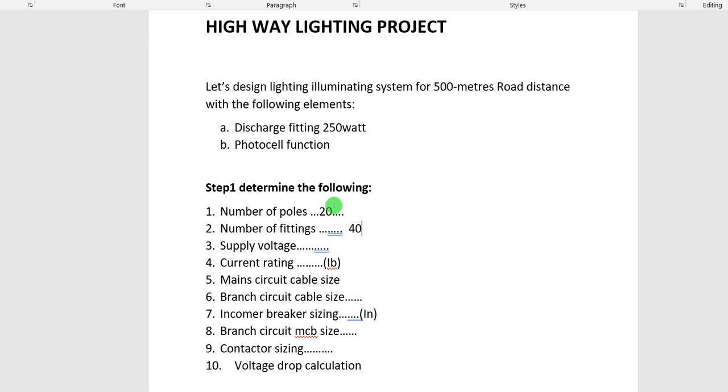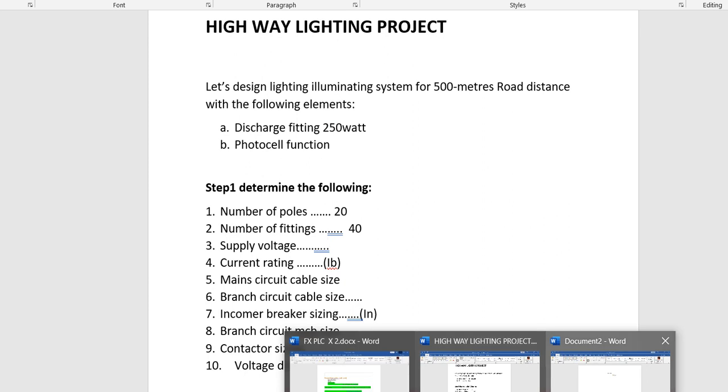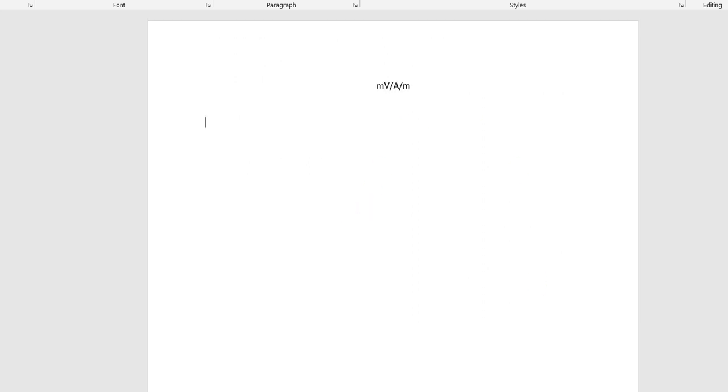Before we determine our voltage range, our supply characteristics, let's work on this. Before we determine this, let's first of all know our load demand. What is our load demand? This is 250 watts. Let's use another page to make the calculation, a brief sum.